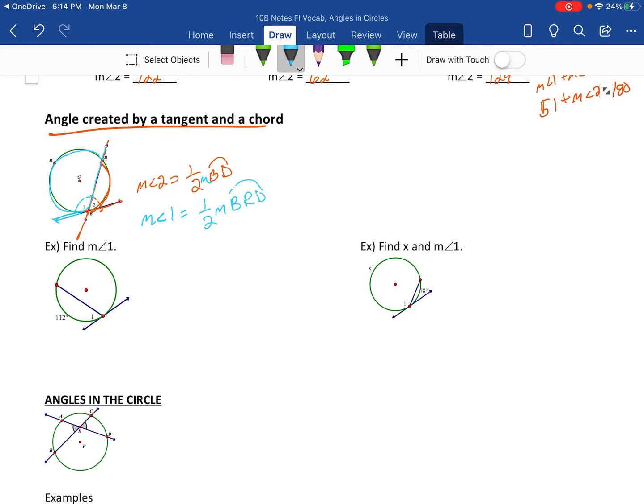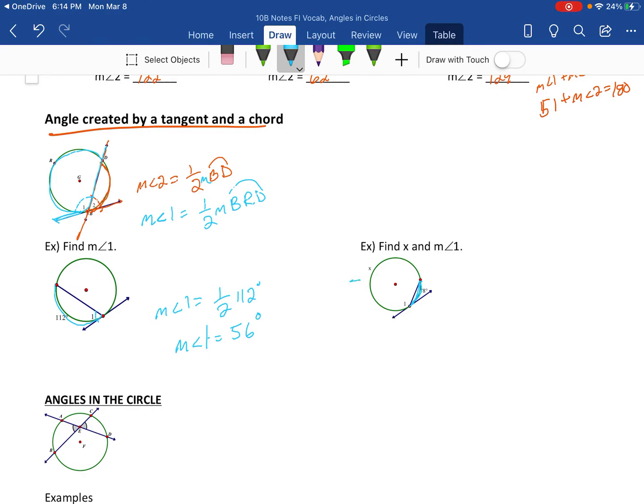Okay. So for this one, I know that this angle is half of this arc, so the measure of angle 1 is 1/2 of 112. So the measure of angle 1 is equal to 56 degrees.